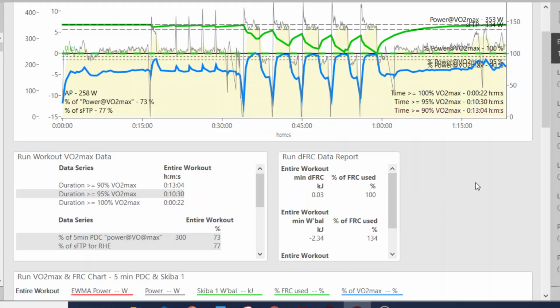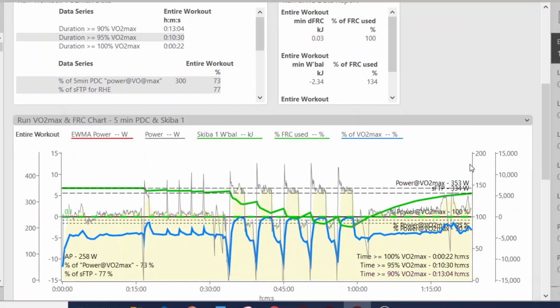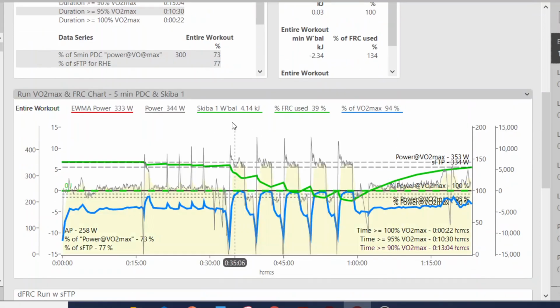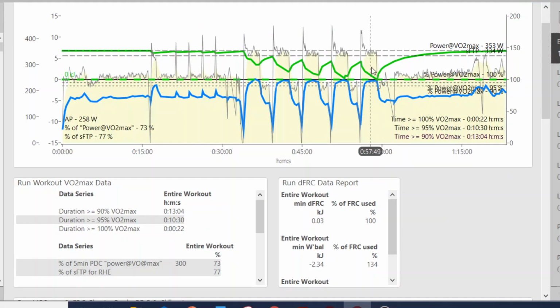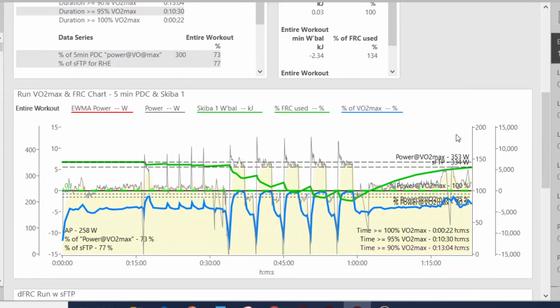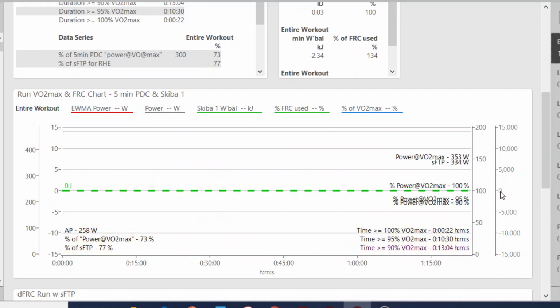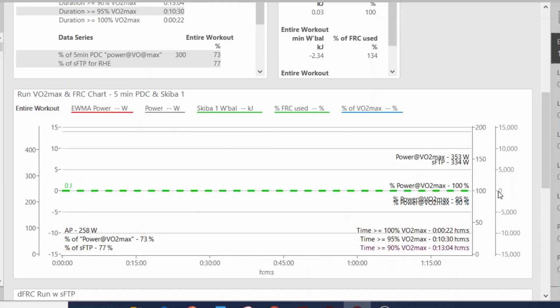So there's a couple of reports in this dashboard. Also, I have a couple of other charts. This is a chart that uses the Skiba 1 W prime balance model, just for comparison's sake, and I believe this one to be superior after using it long enough and comparing them. You shouldn't see overshoots of 0 kilojoules, as I highlight right now. There's 0 kilojoules, and you can see that it's overshot that 0 kilojoules.